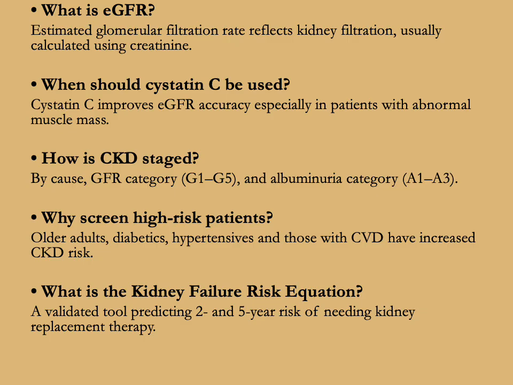When should cystatin C be used? Cystatin C improves eGFR accuracy, especially in patients with abnormal muscle mass. How is CKD staged? By cause, GFR category G1 to G5, and albuminuria category A1 to A3.